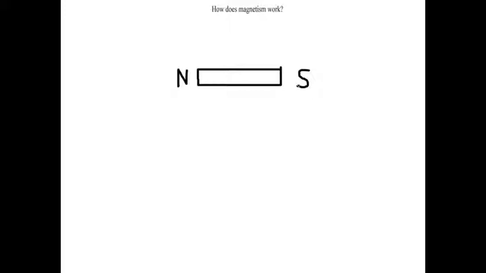We can confirm this by breaking our bar magnet in half. The result of doing this is not two separated north and south poles. Rather, we now have two smaller magnets, each of which has both a north and a south pole.